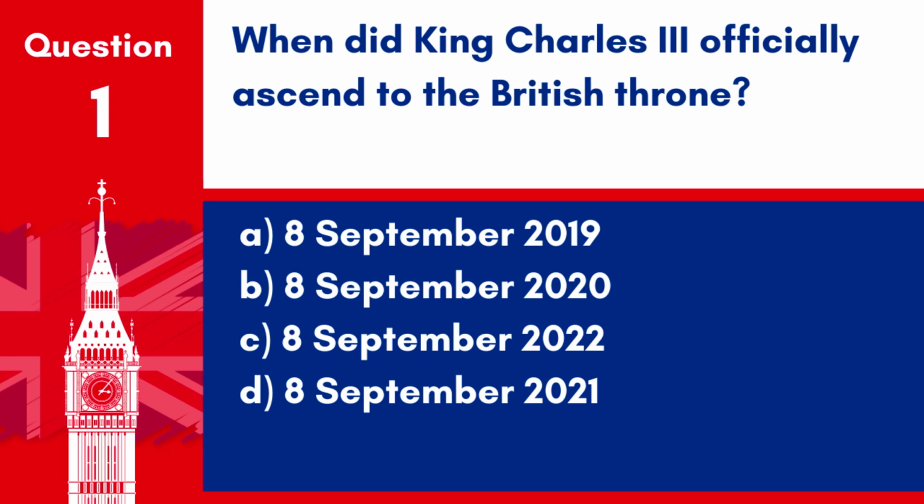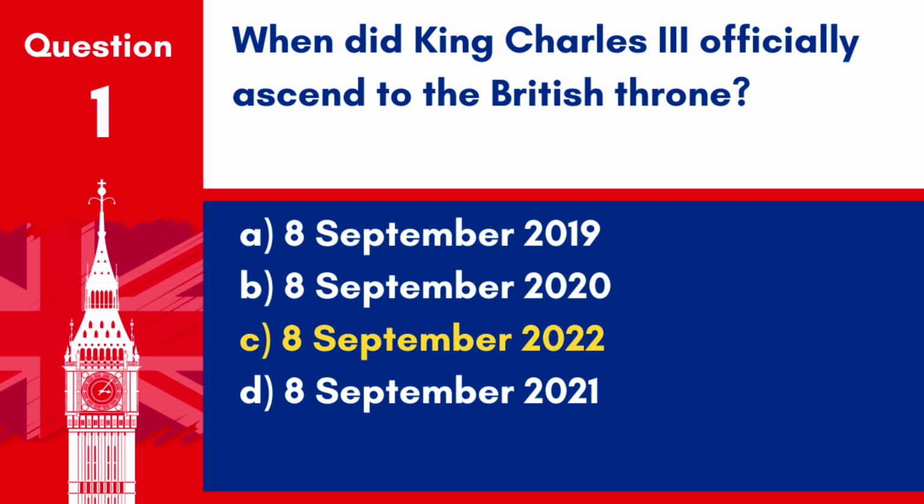Question 1. When did King Charles III officially ascend to the British throne? A. 8 September 2019. B. 8 September 2020. C. 8 September 2022. D. 8 September 2021. Answer: C. 8 September 2022.